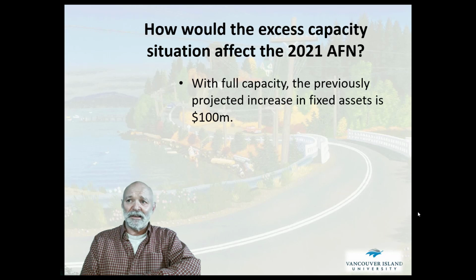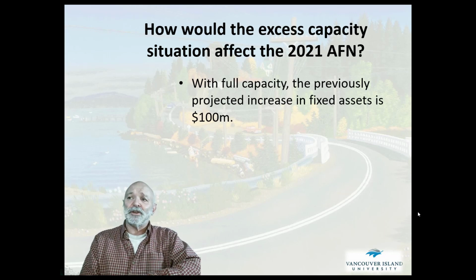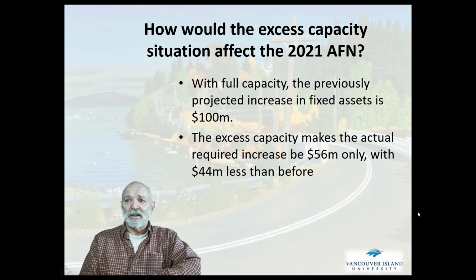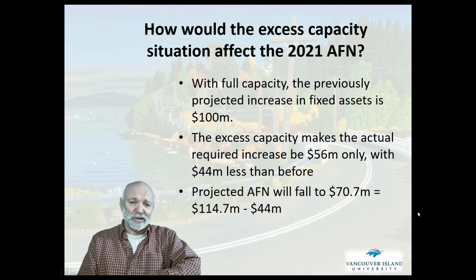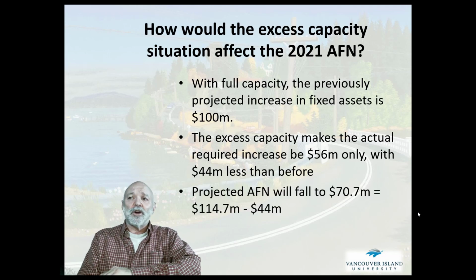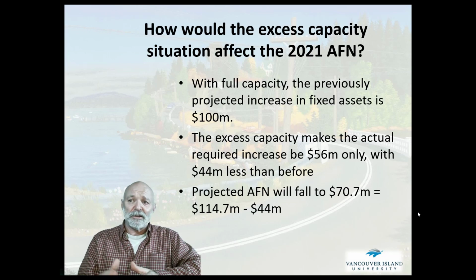How would that affect AFN? As we've previously predicted, we need $100 million in new fixed assets. With the excess capacity, that means the actual required would only be 56 million, saving of 44 million. And so our predicted AFN would be the 114.7 minus 44 million, means we only need $70.7 million.